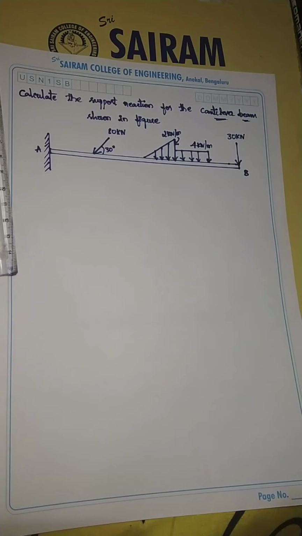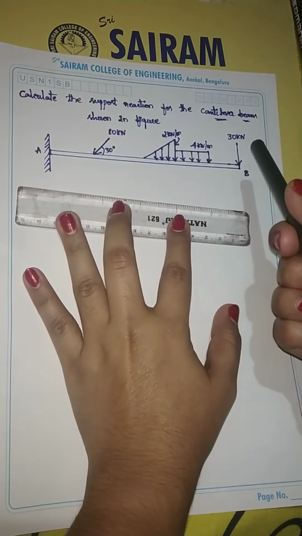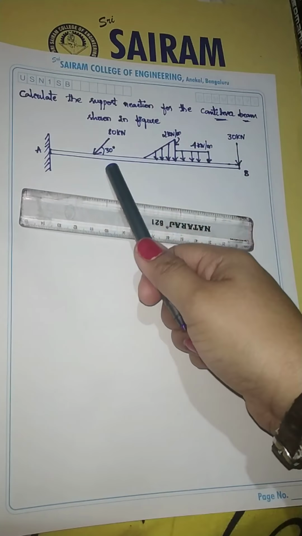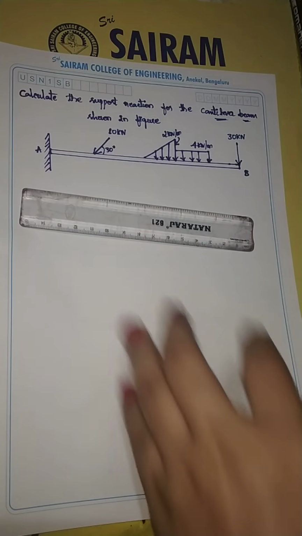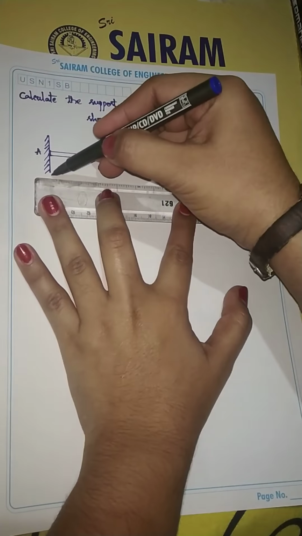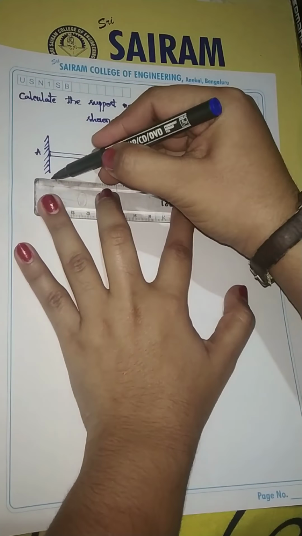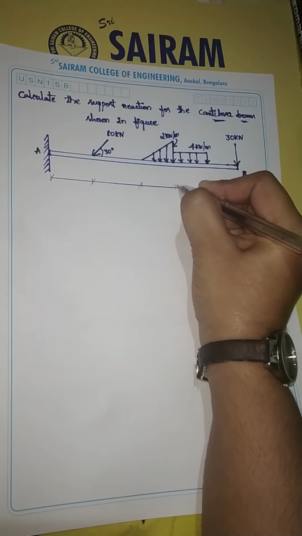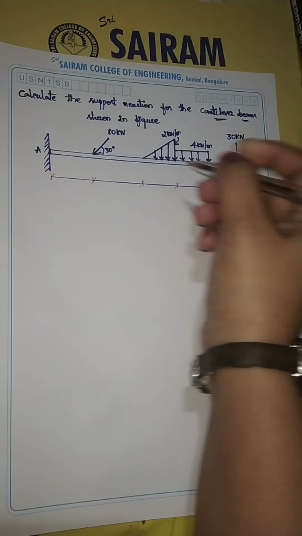So in this problem, guys, you can observe all three loads are there: point load, UVL and UDL. If you solve this problem, I think you can solve any other problem. So I'm going to mark all the distances: 3 meter, 2 meter, 2 meter, 3 meter, and this is 2 meter. Okay, so now the beam is ready.